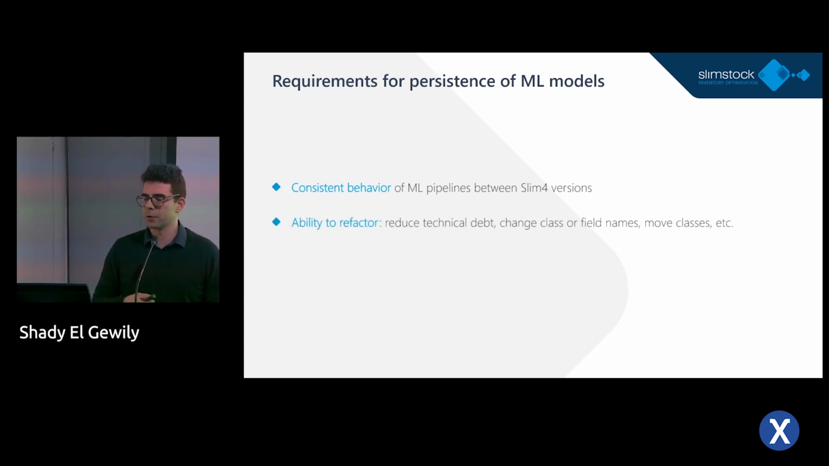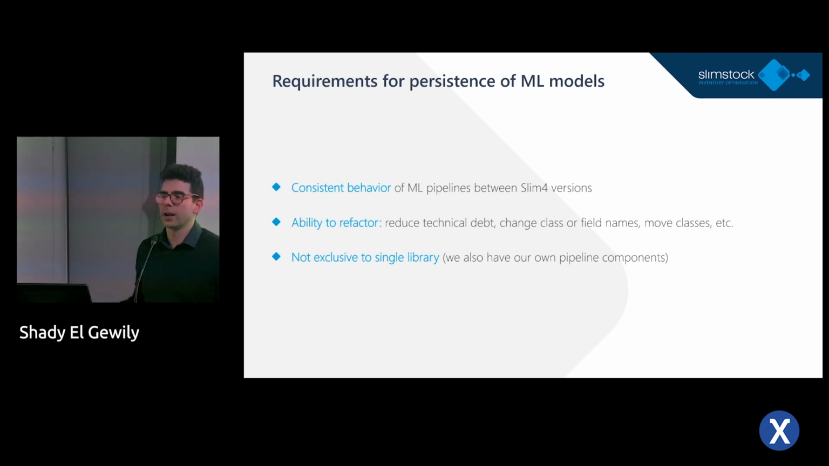And the ability to refactor means we should be able to reduce technical debt, change class or field names, move classes around, and so on. And it should not be exclusive to a single library. So we could be using the library save functionality maybe, but we also have our own transformers and we may be using different libraries. And those still should be packaged together, let's say, so that they can be saved and loaded together because the whole pipeline needs to work.